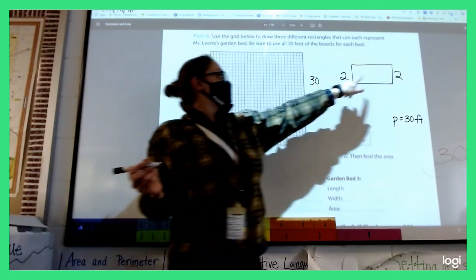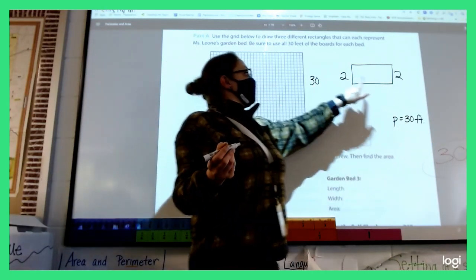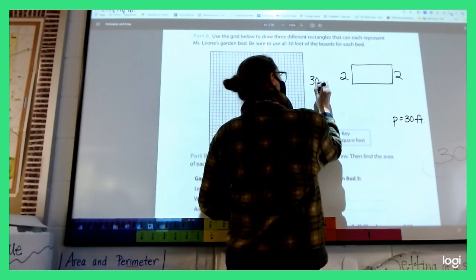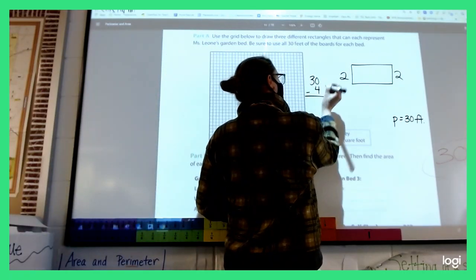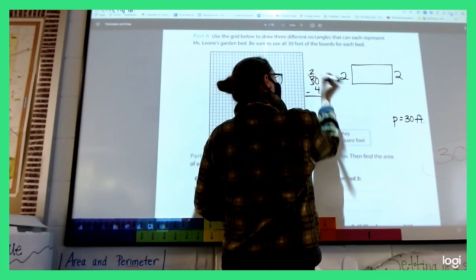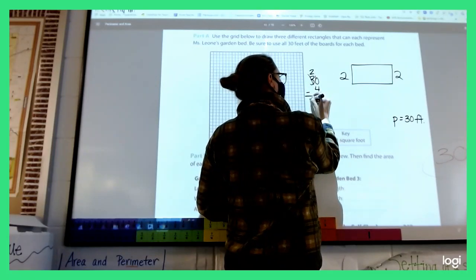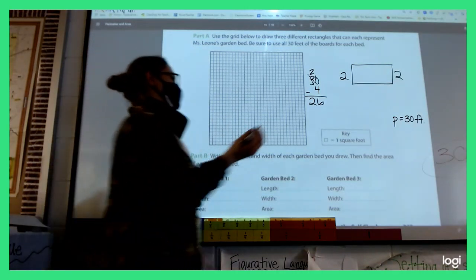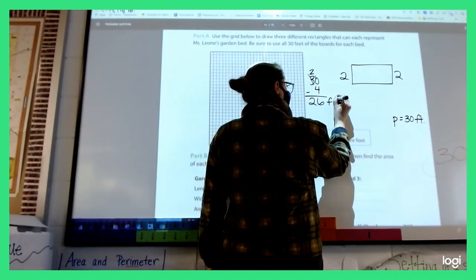I add 2 and 2, which is 4 feet. Should I subtract that from my total perimeter? Okay, so everybody do this with me. I should see pencils moving. If not, that's the type of thing we'll lose a tally over. All right. Well, now I still have 26 feet left over.